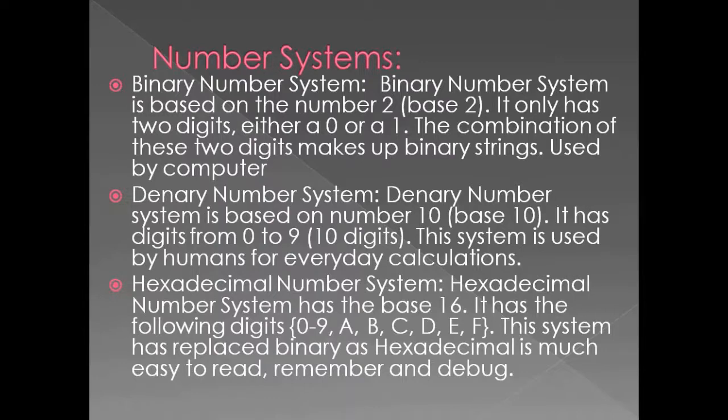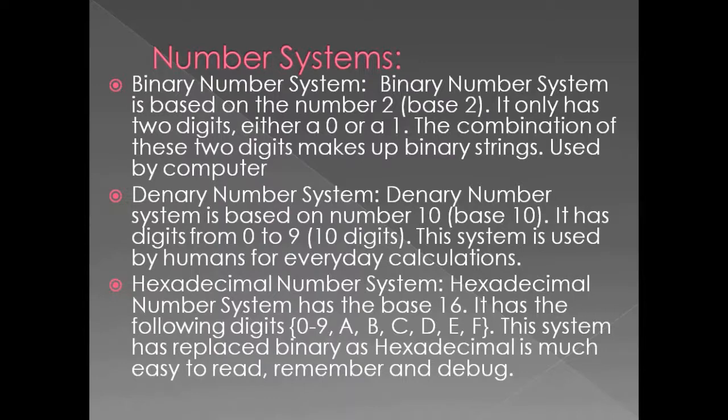Then we have the hexadecimal number system. It has the base 16. How? Because it includes 0 to 9, 10 numbers, and 6 alphabets: A, B, C, D, E, F. A is 10, B is 11, C is 12, D is 13, E is 14, and F is 15, whereas 0 is the 16th character.